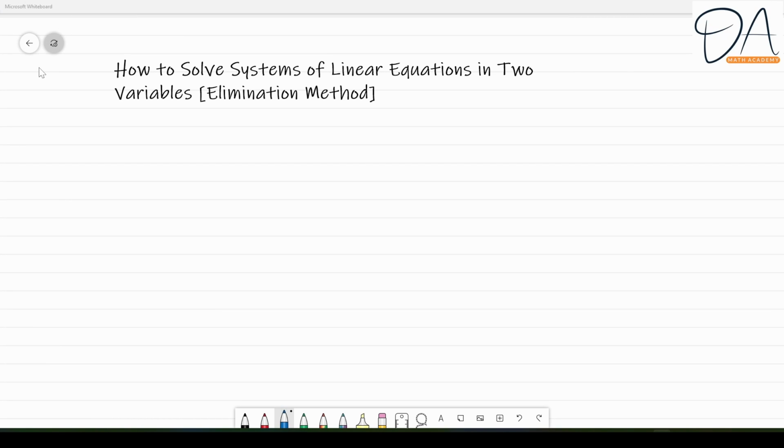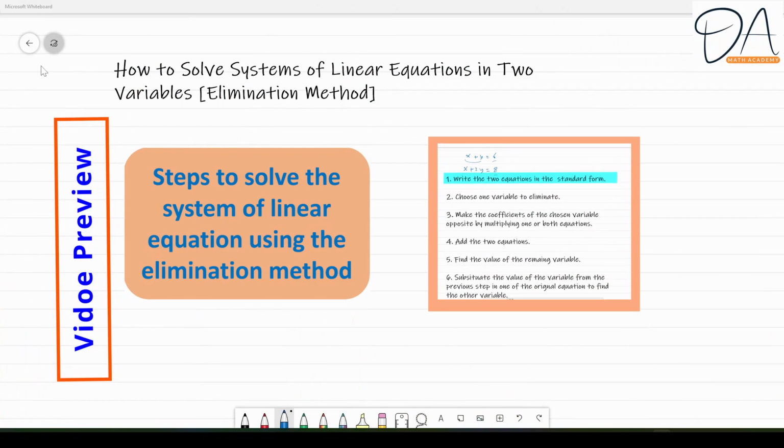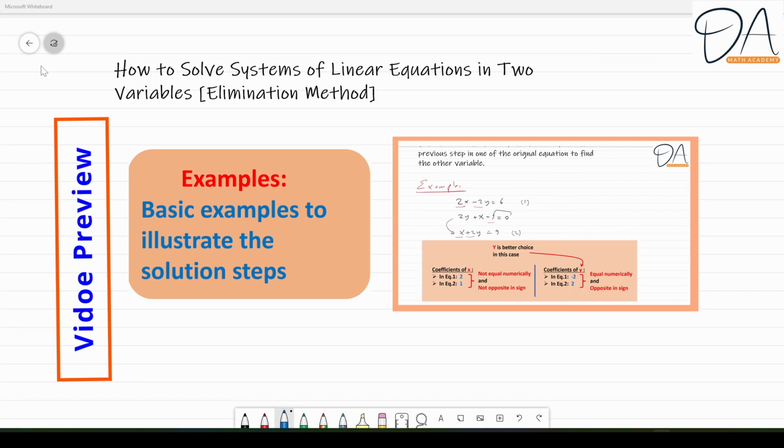Today we'll be talking about how to solve a system of linear equations in two variables, and we'll discuss the elimination method. So in this video, I'll first explain what we mean by a system of linear equations in two variables, and then I'll explain the general procedure that we'll use to solve this kind of system using the elimination method, and then we'll go through several examples.